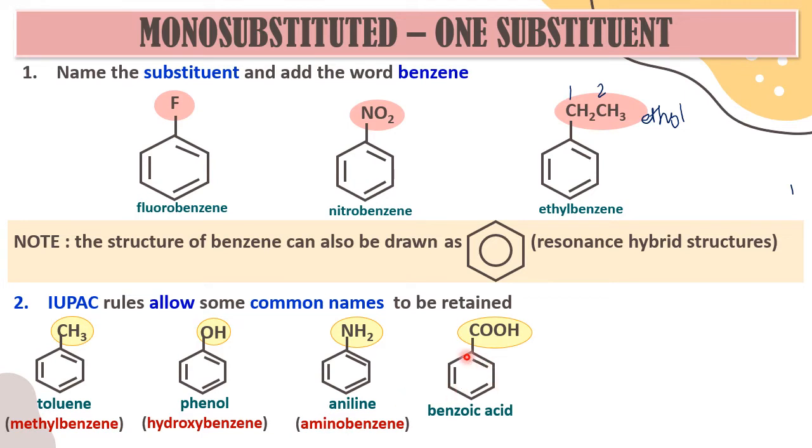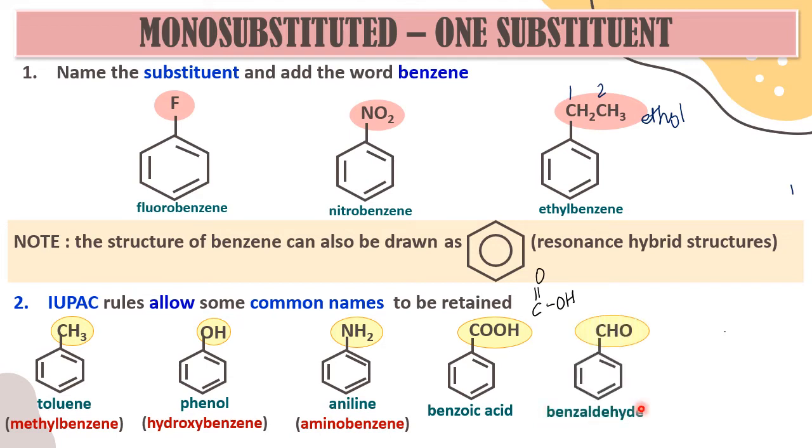Next one. Benzene ring with a carboxyl group, COOH, or sometimes also written as C double bond O, OH. It's the same thing. It's your carboxylic acid. For this one, we call it benzoic acid. For this structure, there is no IUPAC name. The name benzoic acid is accepted by IUPAC as the general name, and also its common name.